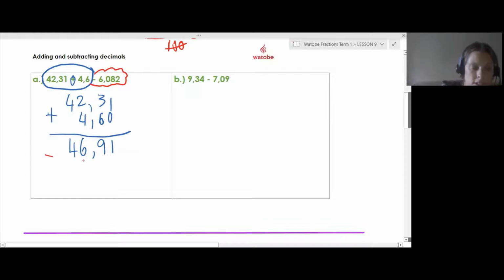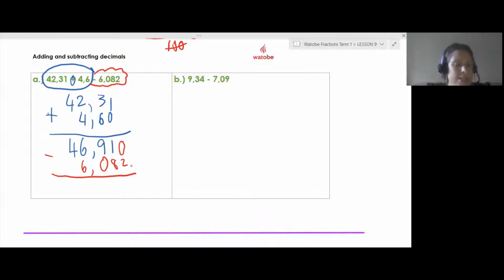I've got 6 units. So they go in my units column. 0, 8, 2. And because I don't like having nothing above the 2, I'm just going to put a 0 there as a placeholder. It's just going to help me not lose out on something. And now we subtract exactly the same way that we would normally subtract. It's identical as if there was no comma. 0 minus 2, I can't do it, so I have to borrow. That becomes 10. 10 minus 2 is 8.